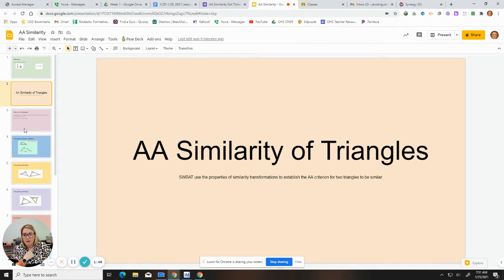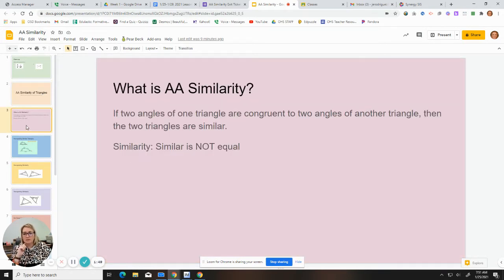Okay, so what does angle-angle similarity mean? It basically means that if you have two angles of one triangle that are the same as two angles of another triangle, then those triangles are similar. Okay, but one thing you need to pay attention to is that similar does not mean equal. Similar means their angles are the same, but their sides are different. Because that's where that scale factor comes in. That's where we're using dilations. So usually similarity is found while using a dilation.